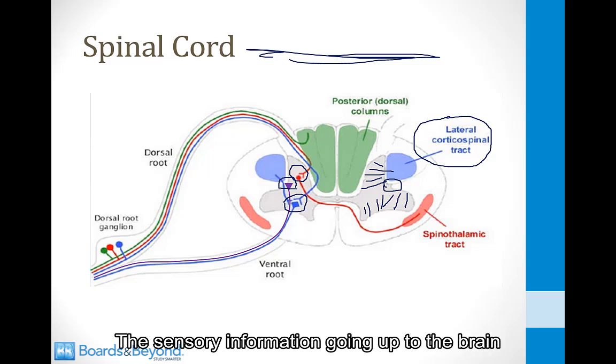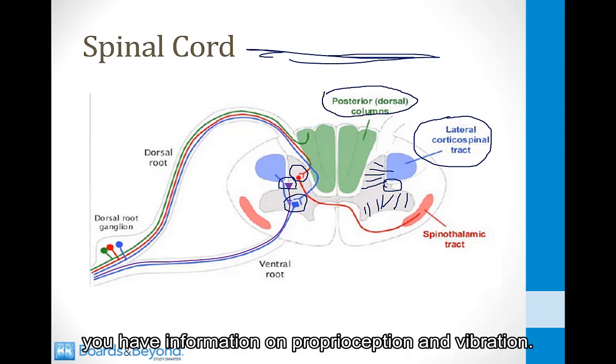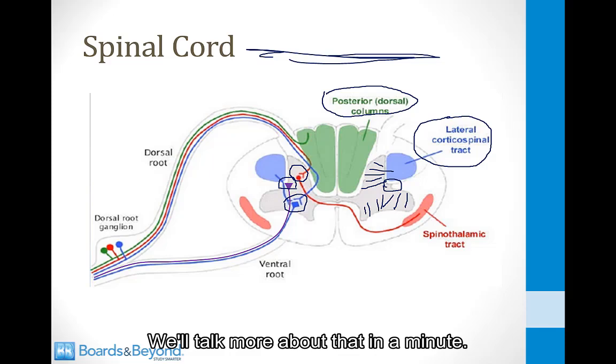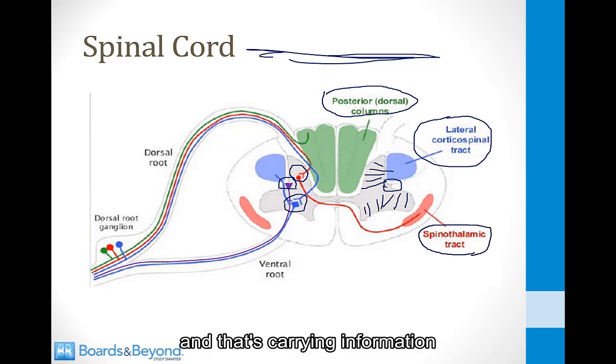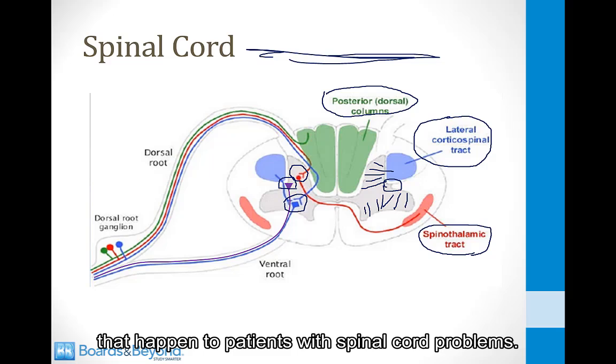The sensory information going up to the brain travels in 2 separate tracts. In the posterior or dorsal columns, you have information on proprioception and vibration. That's called the dorsal column medial lemniscus pathway. We'll talk more about that in a minute. And then over here on the side, you have the spinothalamic tract, and that's carrying information on pain, temperature, and touch. So if you just know these 3 tracts, you can figure out the majority of the clinical syndromes that happen to patients with spinal cord problems.